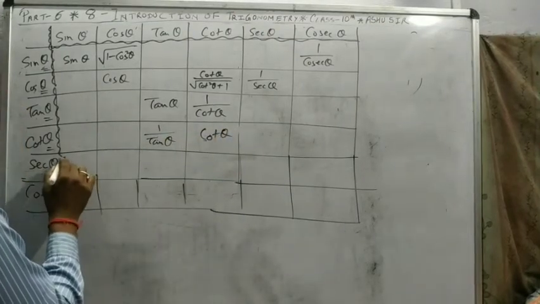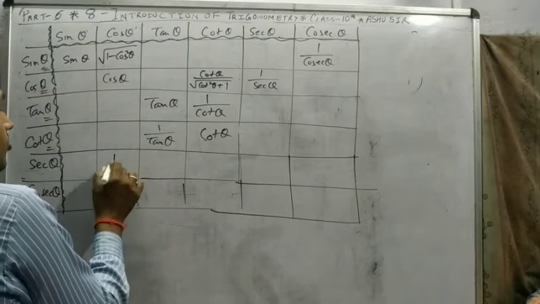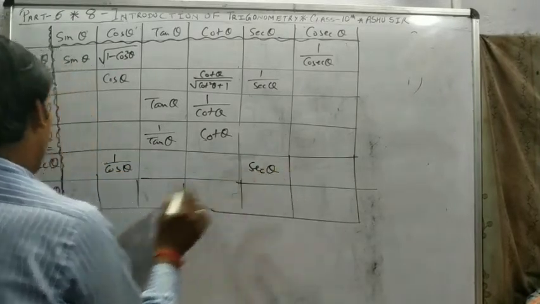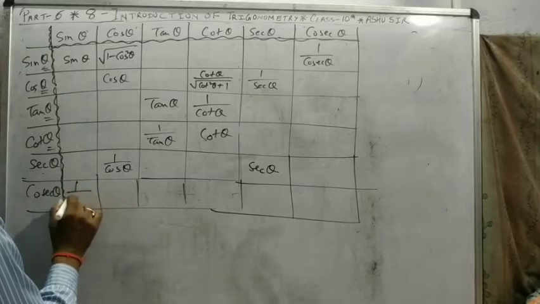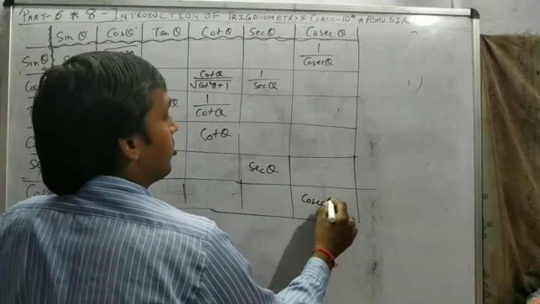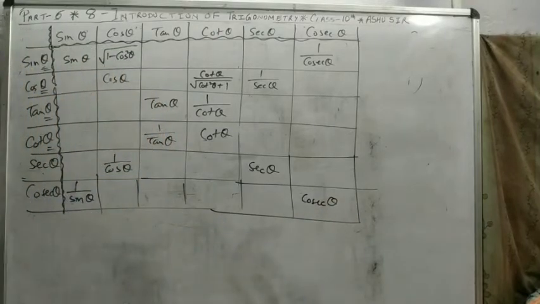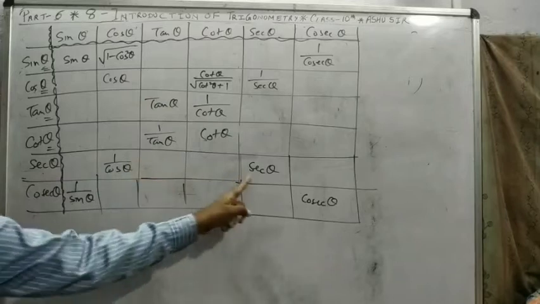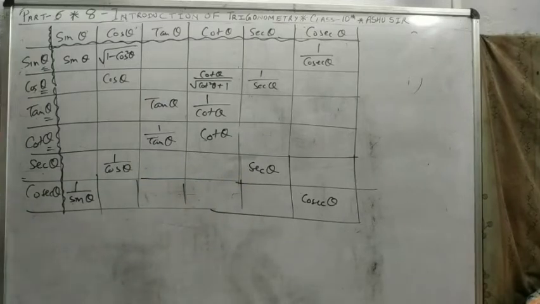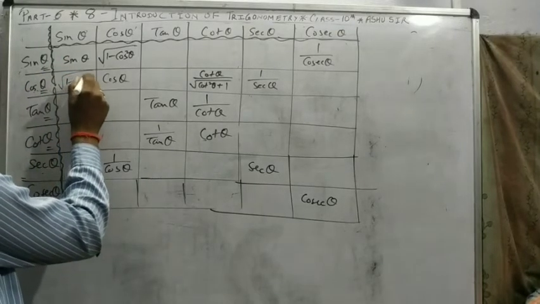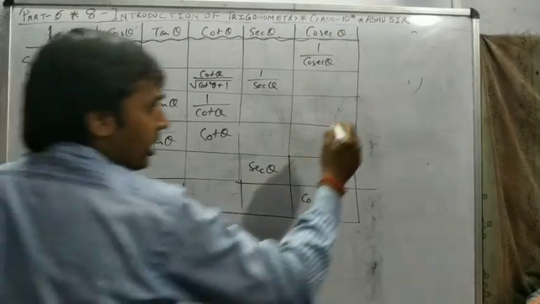Sec is 1 upon cos, and sec same. Cosec is 1 upon sin, cosec same. So here we can fill more blocks. You can fill more. Cos is root of 1 minus sin square theta. Only using this.